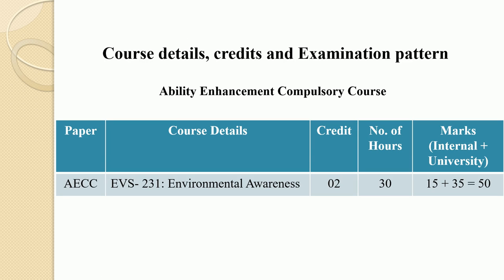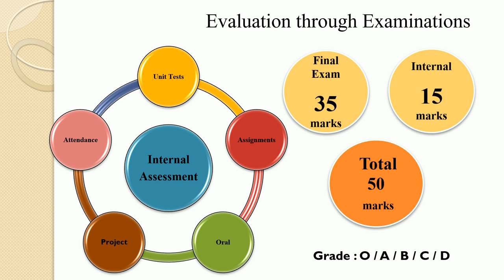If you see the course details, the paper is AECC, and the subject name is EVS 231 environmental awareness. This is for 2 credits. A total of 30 lectures are allotted to the whole syllabus of the subject, and as usual like the other courses, it has a marking pattern of 15 plus 35 is equal to 50, meaning 15 marks for the internal and 35 marks for the external examination, total 50 marks. This is for 2 credits.